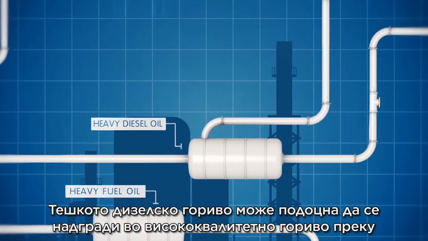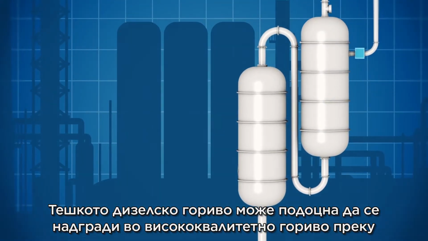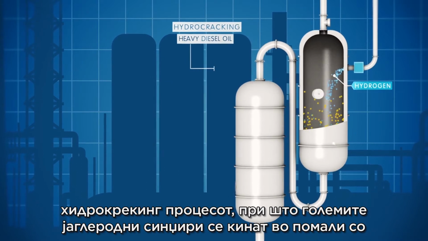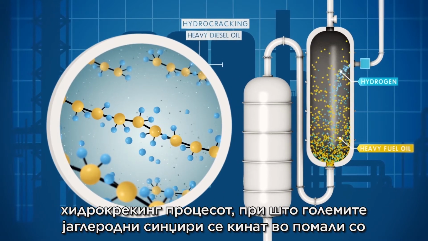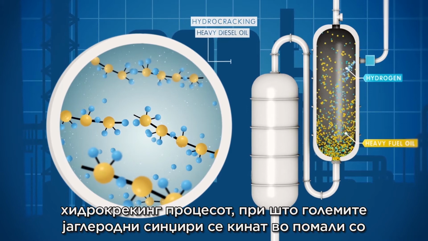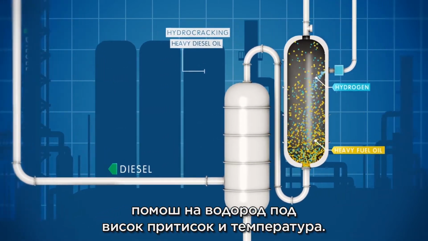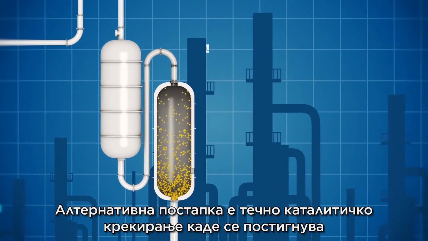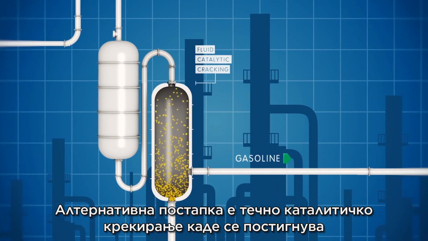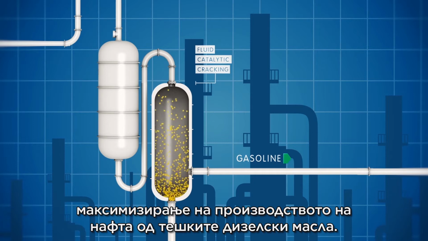Heavy diesel oil may subsequently be upgraded to high-quality diesel oil through hydrocracking, during which the large carbon chains are broken or cracked to smaller ones with the aid of hydrogen under high pressure and temperature. An alternative procedure is the fluid catalytic cracking, where the maximization of naphtha production from heavy diesel oil is achieved.